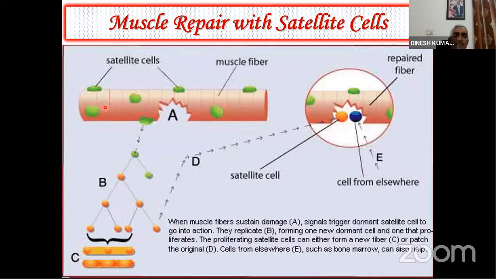This is a muscle fiber, and the green portions are satellite cells. If a wound is formed here, then a satellite cell activates and forms a differentiated cell and a satellite cell. And this differentiated cell forms a muscle fiber which fills up this space, or this differentiated muscle cell comes from the satellite cells, or from the bone marrow portions, and they fill up this wound in the normal course of muscle formation.